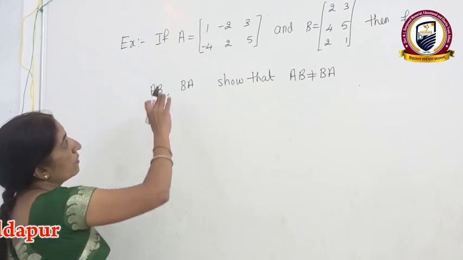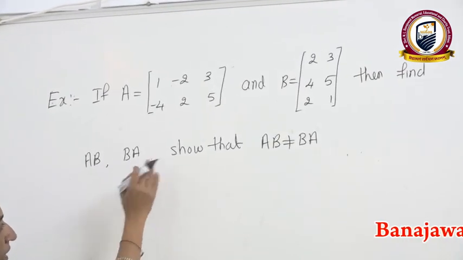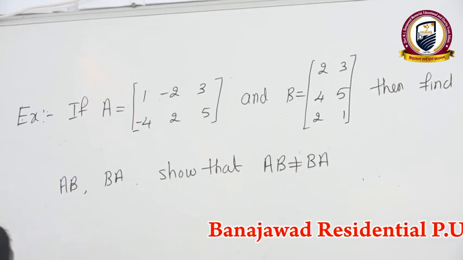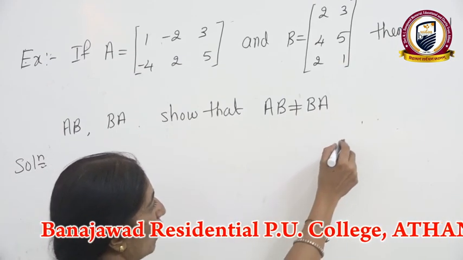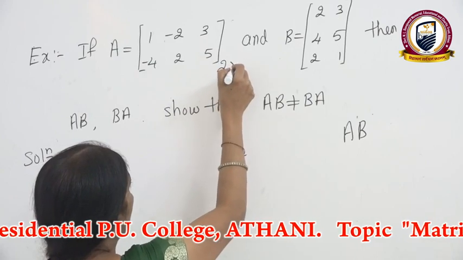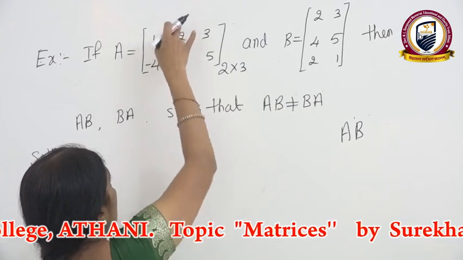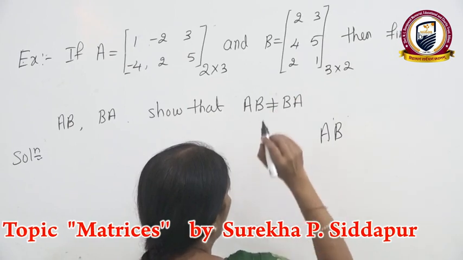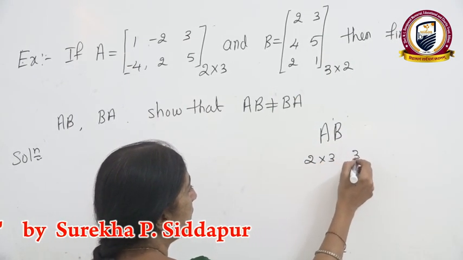See the next example. Here again two matrices are given and they are asking to find AB and BA. And one more question they are writing here: show that AB is not equal to BA. So as you know, before multiplication check with the help of order. Here it is A, here it is B. A is a matrix of order 2 by 3 because there are 2 rows, horizontal lines, and 3 vertical lines, that is 3 columns, and matrix B is 3 rows, 2 columns. Write down those orders here. This is 2 by 3 and this is 3 by 2.